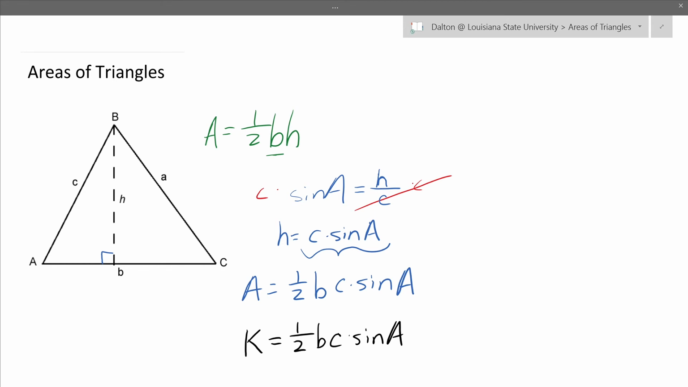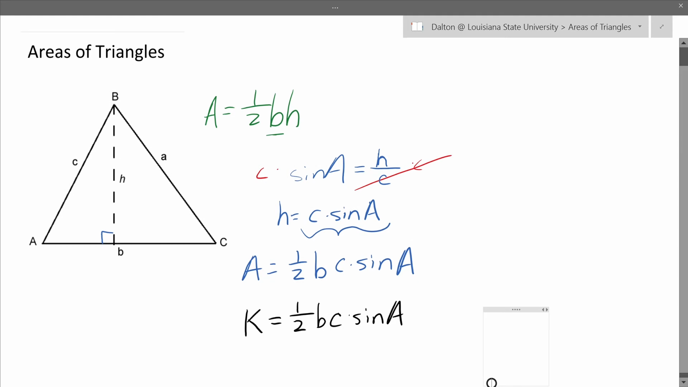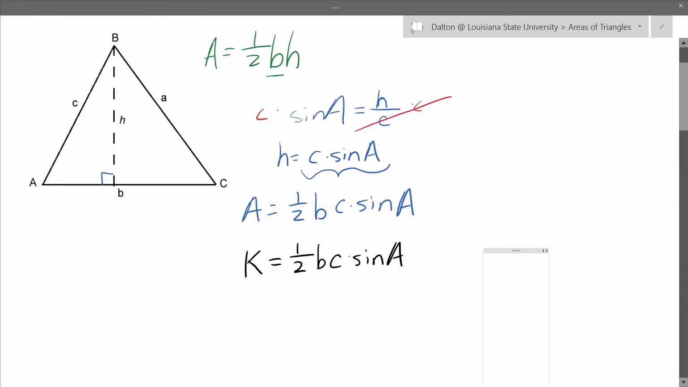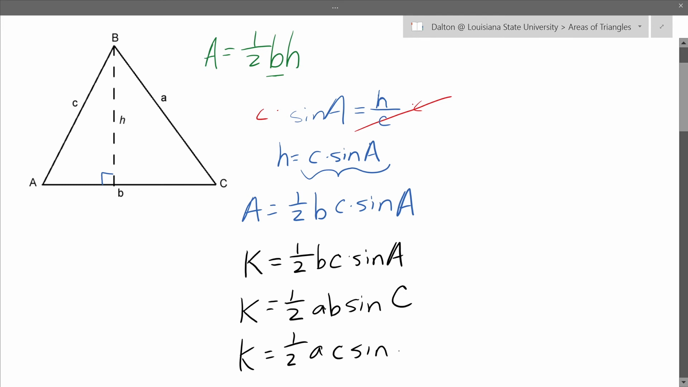Now, of course, that's only using angle A as a reference angle, but we very well could have drawn the other 2 heights, right? We could have flipped the triangle over and had C as the base, and then had side A as the base as well. So this also means that we could have the area formula equal to 1/2 times AB times the sine of angle C, and lastly, area is equal to 1/2 AC times the sine of B.